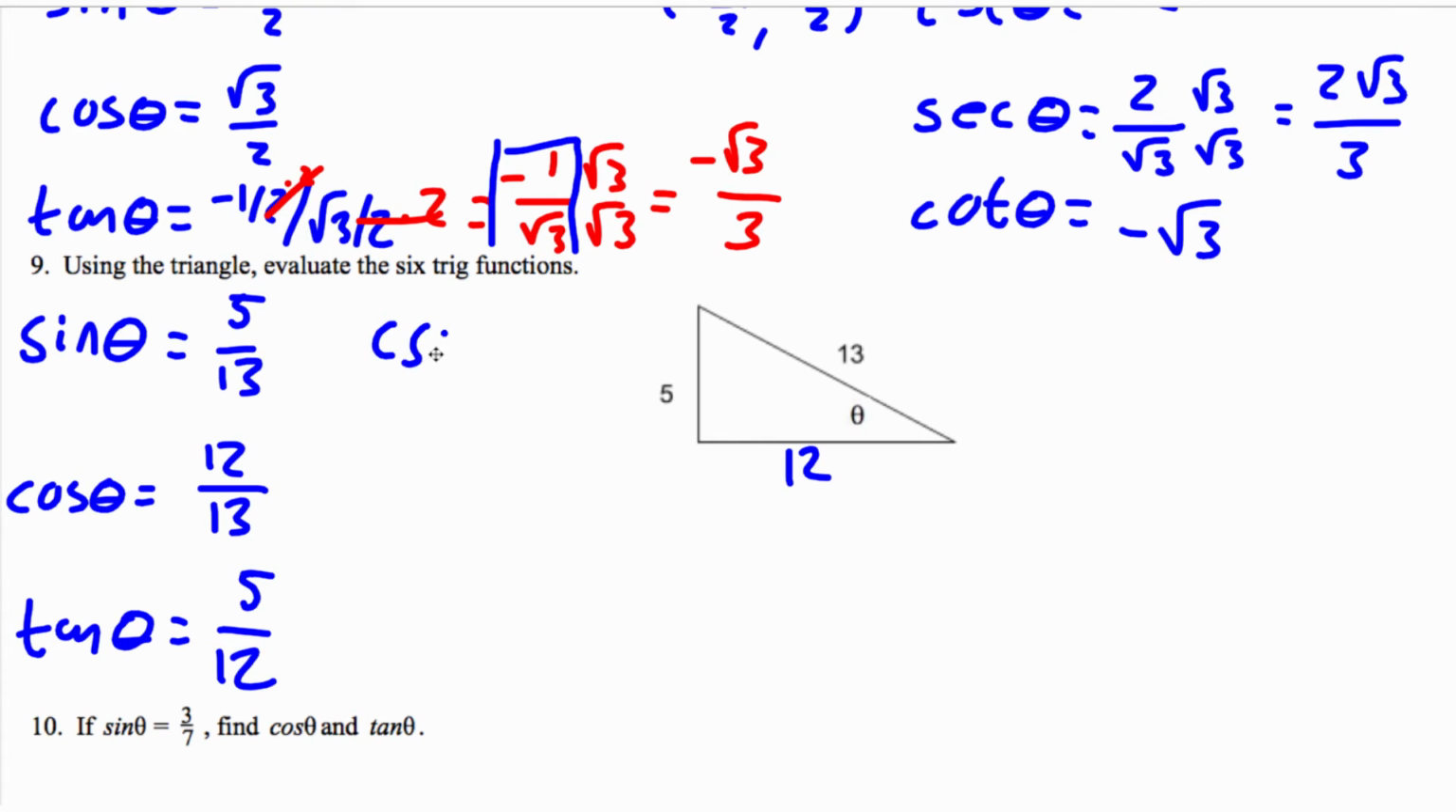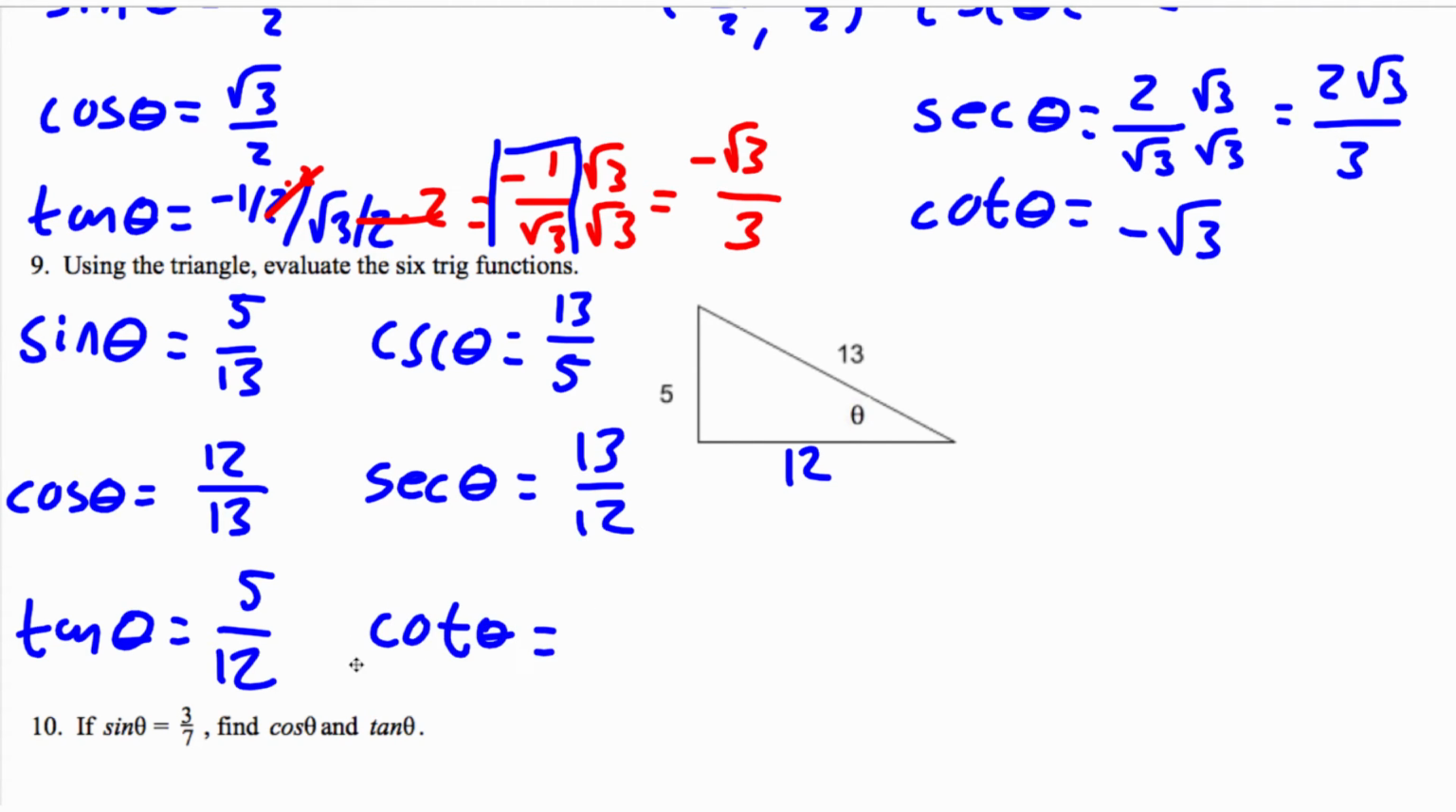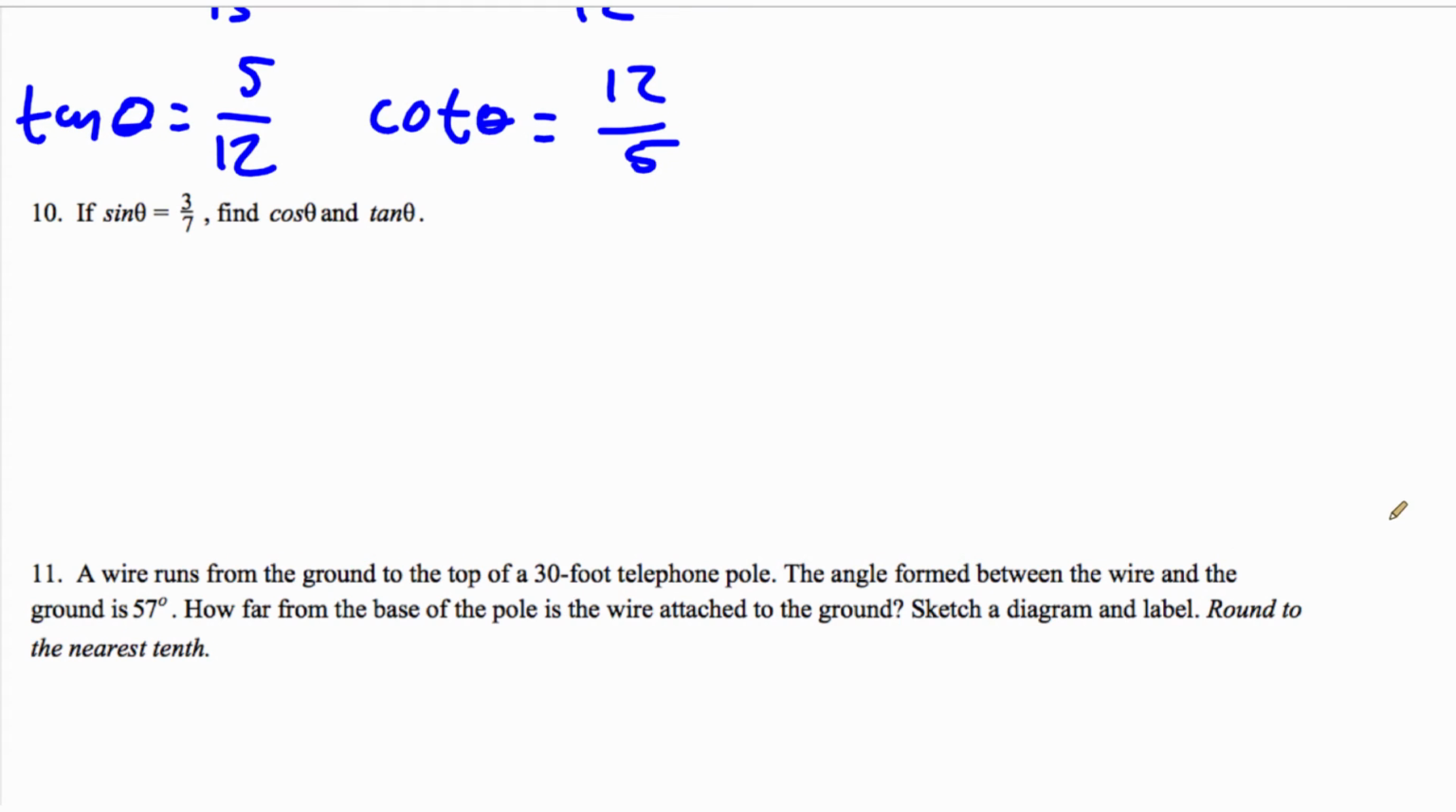For the cosecant, we want to take that sine fraction and flip it over, so we get 13 over 5. For the secant of theta, we're going to take our cosine and flip it over, so we get 13 over 12. And then for our cotangent, we take our tangent fraction and flip it over, so we get 12 over 5.